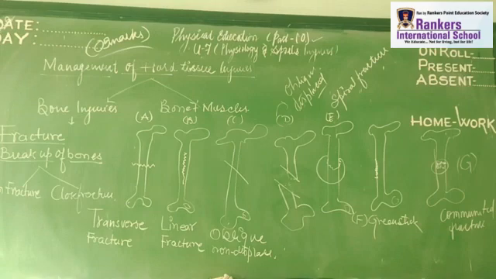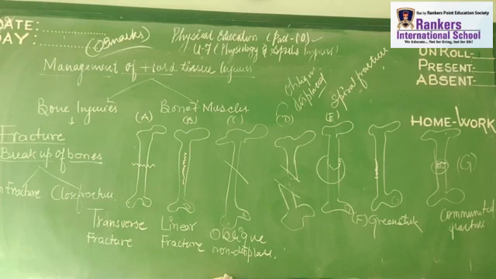So in a comminuted fracture, the bone is broken into many small pieces at the site of fracture. As you can see in G1, the fracture we showed, you can see what happened here. At the site of fracture there are a lot of pieces. We call it a comminuted fracture.